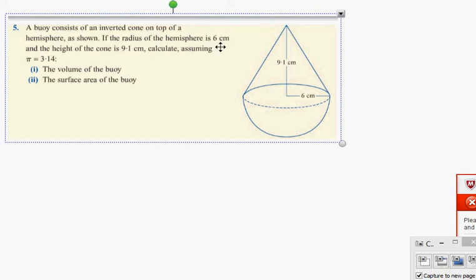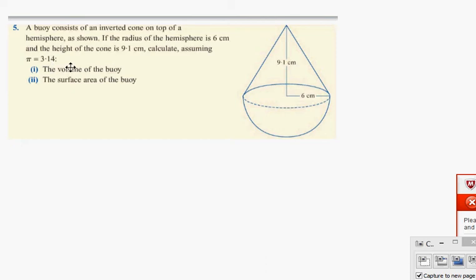Question 5. A body consists of an inverted cone on top of a hemisphere. The radius of the hemisphere is 6 centimeters. The height of the cone is 9.1. Assuming pi to be 3.14, find the volume of the body. Now to find the volume of the body, it's just the volume of a cone plus the volume of a hemisphere.